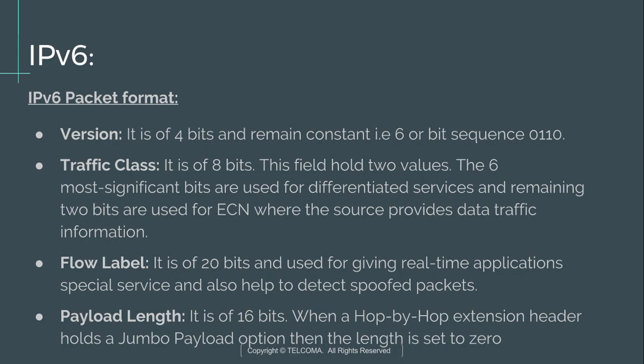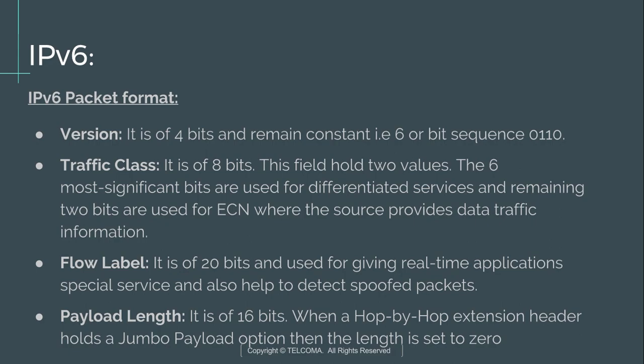And the traffic class field, it is of 8 bit and it holds 2 values: the 6 most significant bits are used by differentiated services and the remaining 2 are used by the ECN. So this provides information about the quality of service and the data traffic. And next is flow label. This field is of 20 bit and it is used for giving real-time applications special services and also helps to detect spoofed packets.